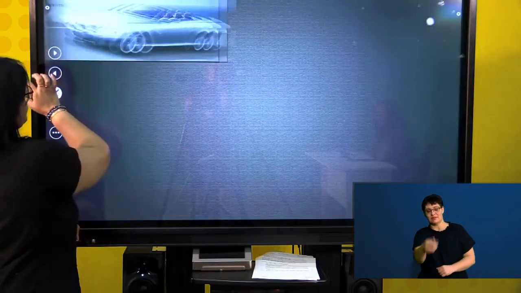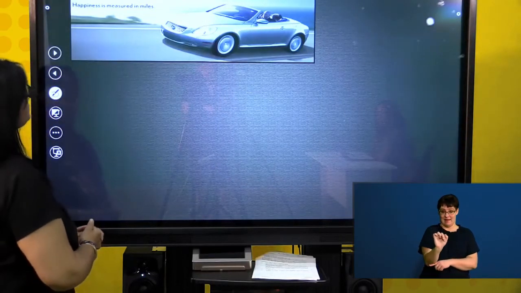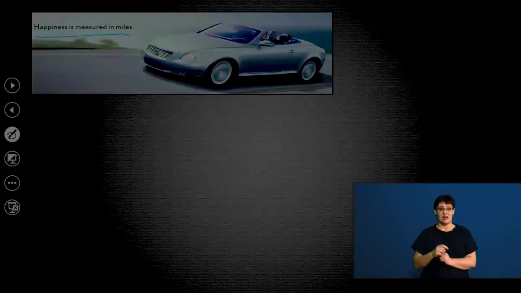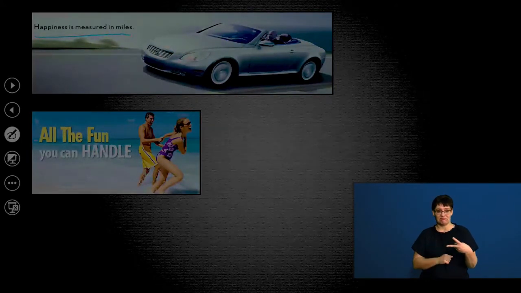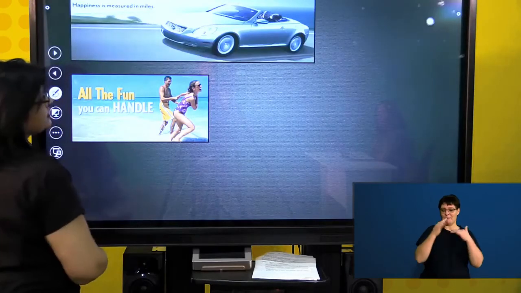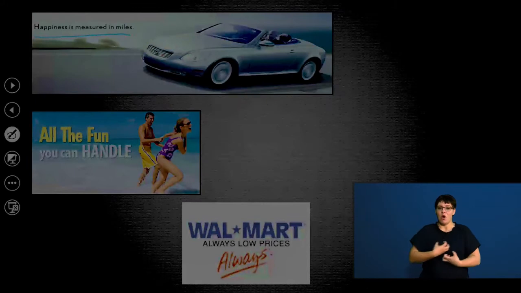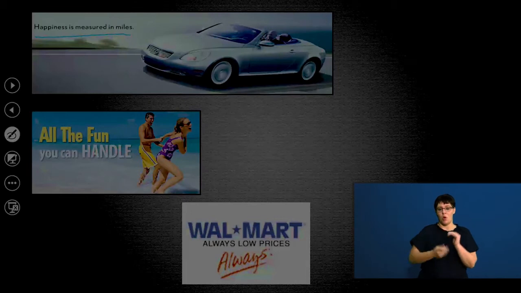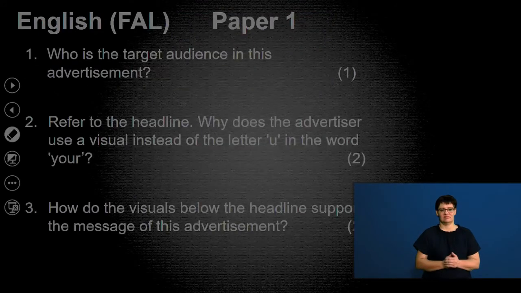So if we go on and we look, there is a nice little car, a Lexus. It says "happiness is measured in miles." And I mean, who wouldn't want to drive a car like this? Then if we go on, "all the fun you can handle." There's a couple, very happy, at the beach, enjoying themselves. These are just very basic adverts to show you how the emotional appeal works. And then Walmart, "always low prices, always," right? So they're reinforcing that their prices are low. Okay, let's look at the questions.